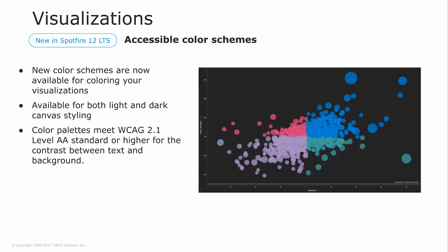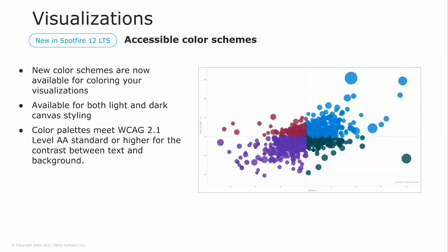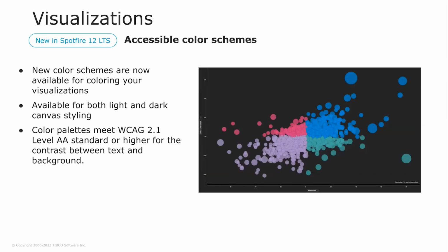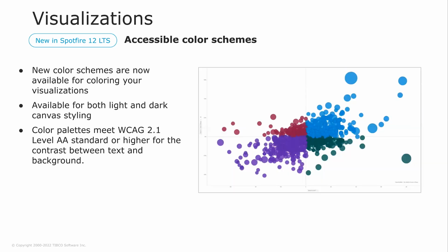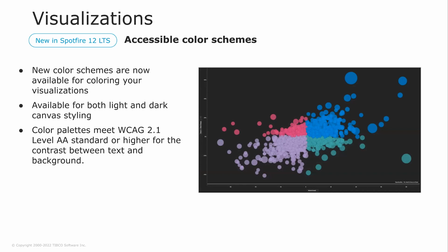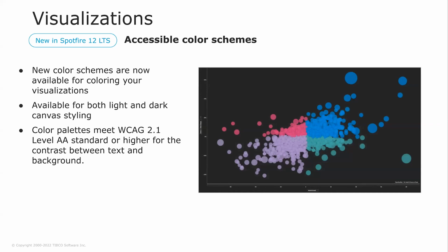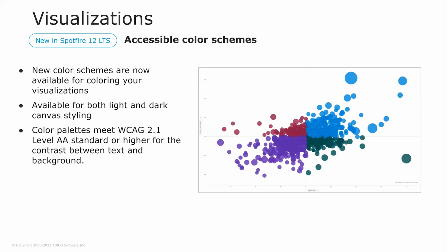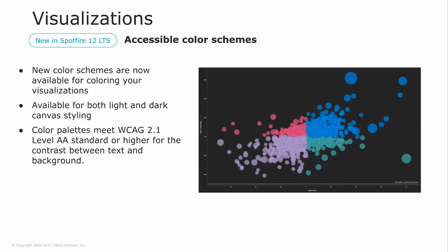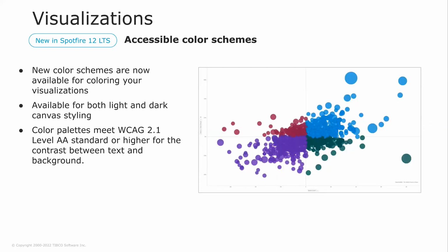In Spotfire 12, we also have two additional color schemes for coloring visualizations, available for both light and dark canvas styling, with color palettes providing higher contrast between text and background, and that meet the WCAG 2.1 level AA standard. And this was what's new for visualization in Spotfire 12.